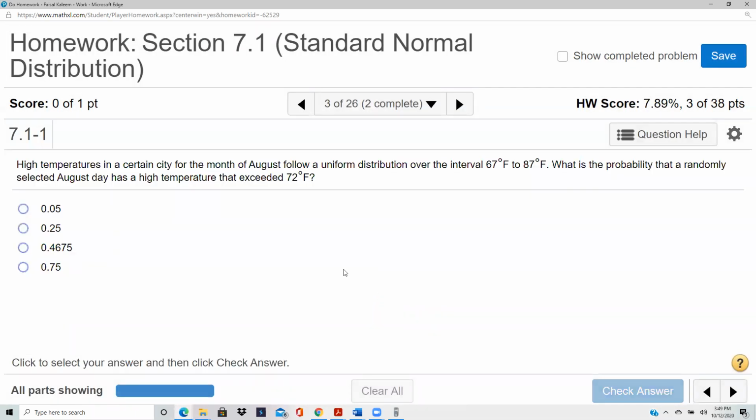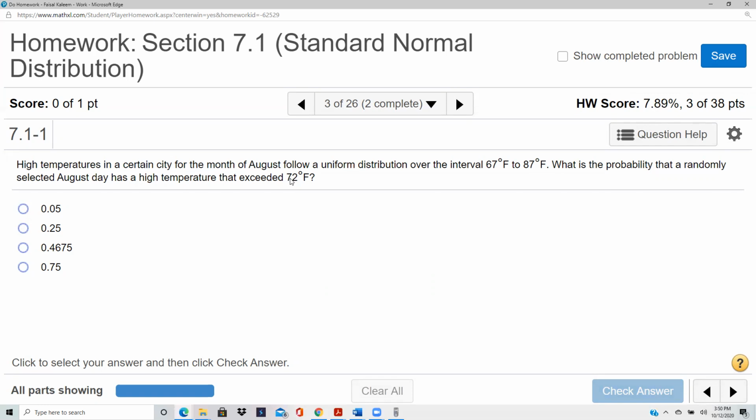High temperatures in a certain city for August follow uniform distribution over the interval 67 to 87. So now the total interval is 67 to 87. What's the probability that a randomly selected August day has temperature that would exceed 72? So it doesn't matter whether you say exceed 72 or greater than or equal to 72 in case of a continuous variable. Remember, temperature is a measurement, so that's a continuous variable. So in a continuous variable, exceeding 72 and greater than or equal to 72 is same for practical purposes.